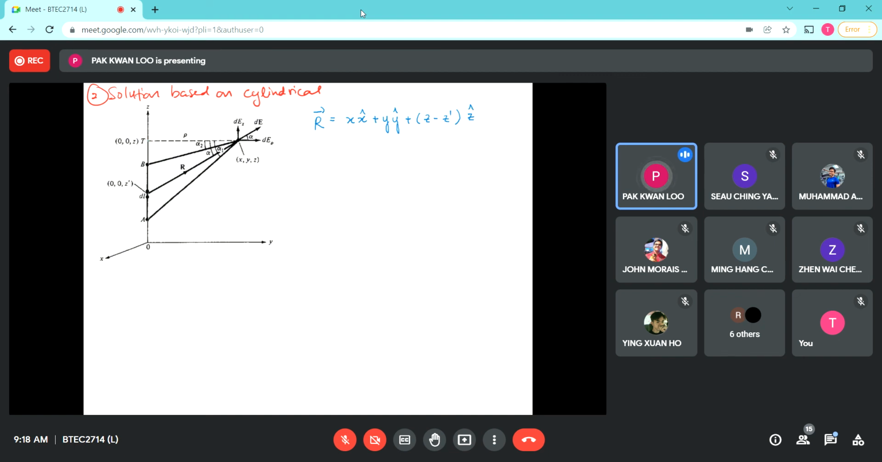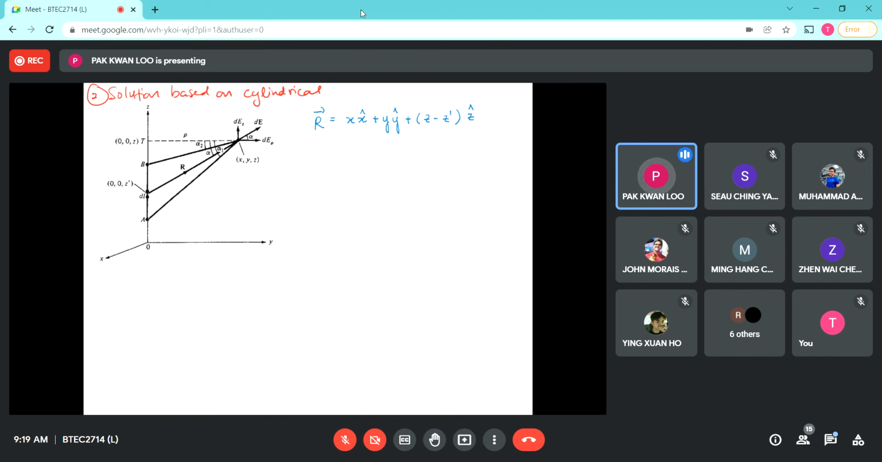So this point is fixed. That's why it's z minus z. This point is fixed. At this point it is z, right? So z minus z. Okay then.